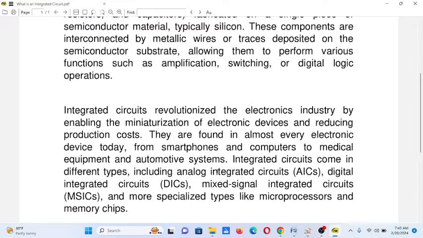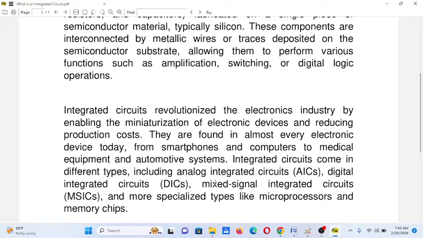Integrated circuits revolutionized the electronics industry by enabling the miniaturization of electronic devices and reducing production costs. They are found in almost every electronic device today, from smartphones and computers to medical equipment and automotive systems.